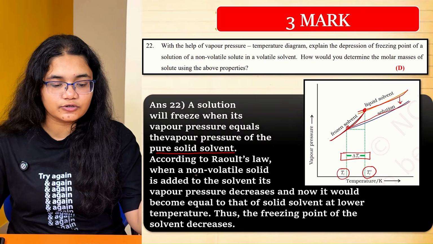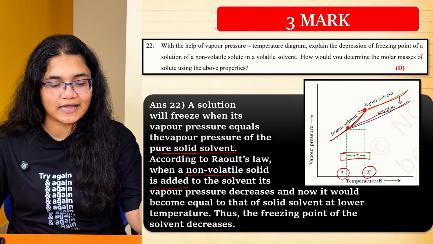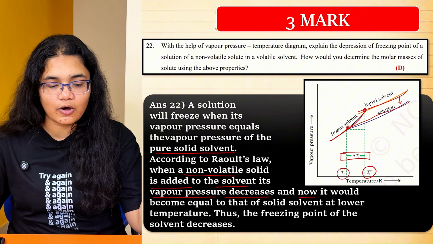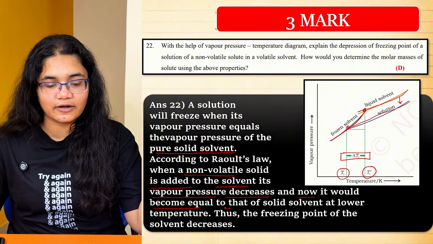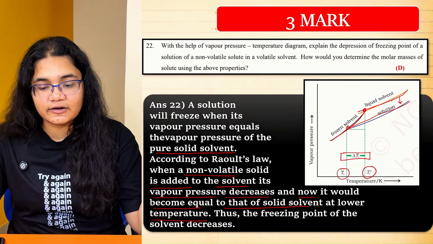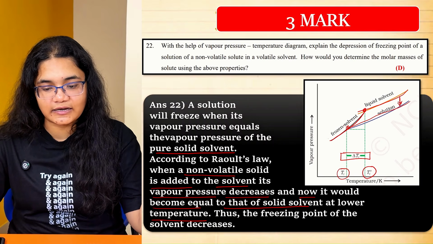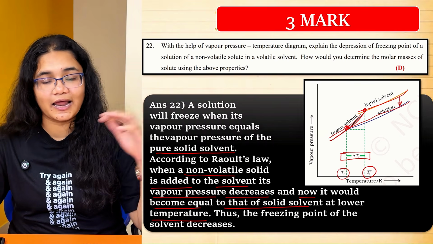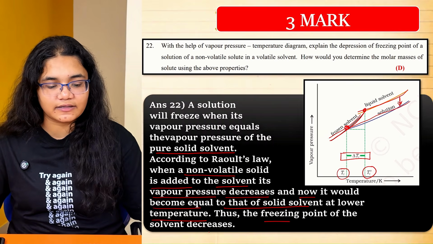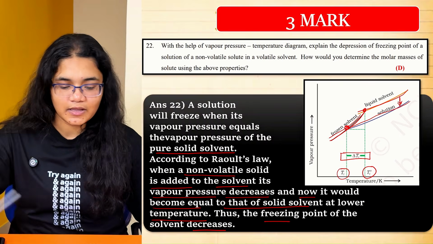Now according to Raoult's law, when a non-volatile solute is added to the solvent, its vapor pressure decreases, and now it becomes equal to that of the solid solvent at a lower temperature. Since the vapor pressure has decreased, it will be equal to the solid solvent's vapor pressure only at a lower temperature, and that is why the freezing point decreases.